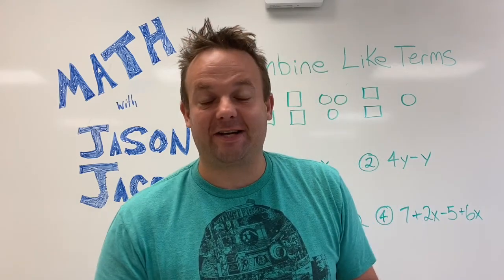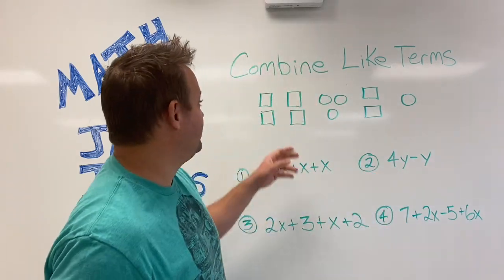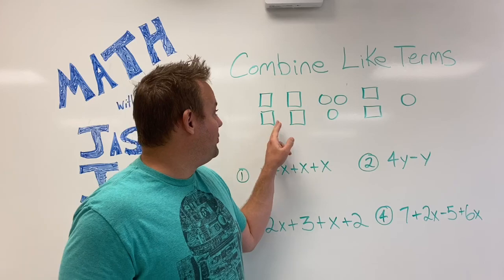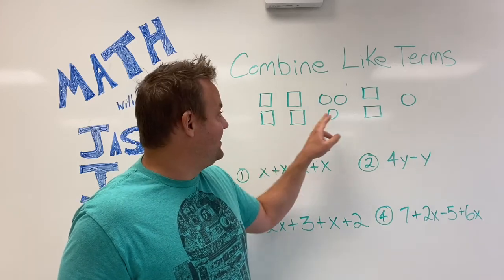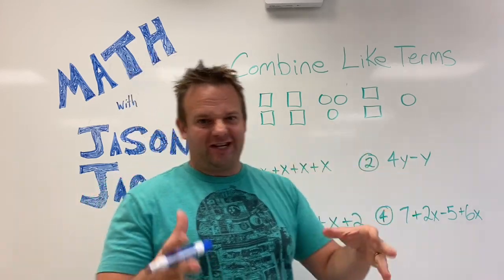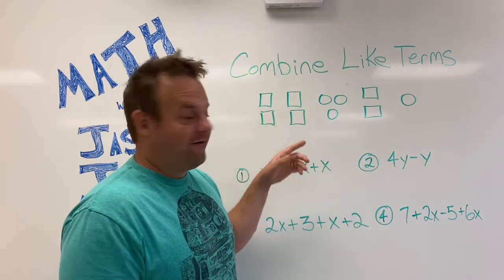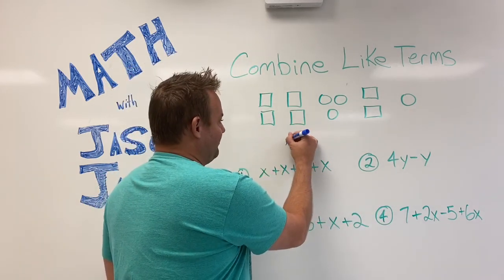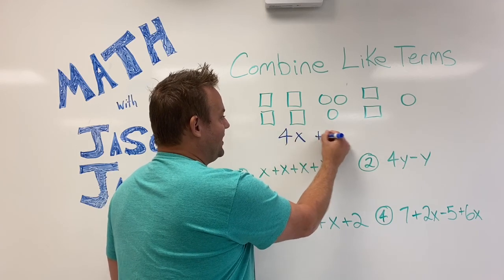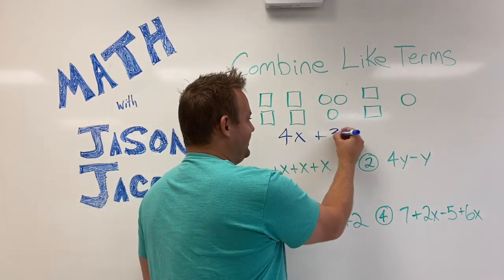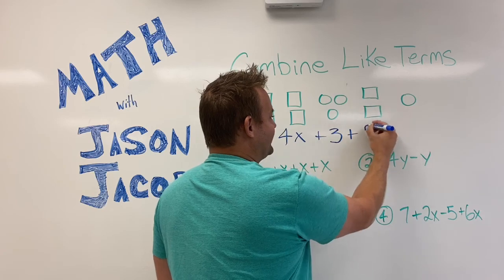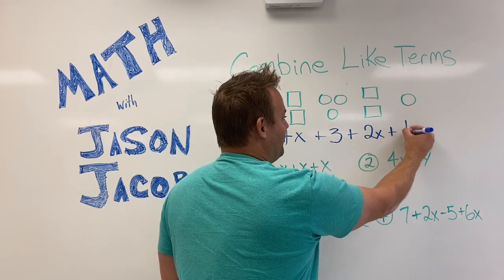Combining like terms. That's what we're going to learn today. How to combine like terms. Hey, I made a little model. These squares represent x, and these circles represent integers, like numbers, whole numbers. So let's see, how many squares do I have? Well, 4 of them. So that represents 4x plus 3 plus 2x plus 1.